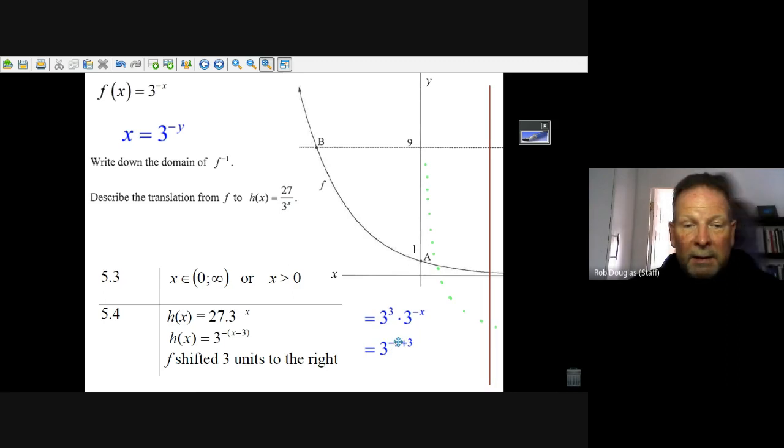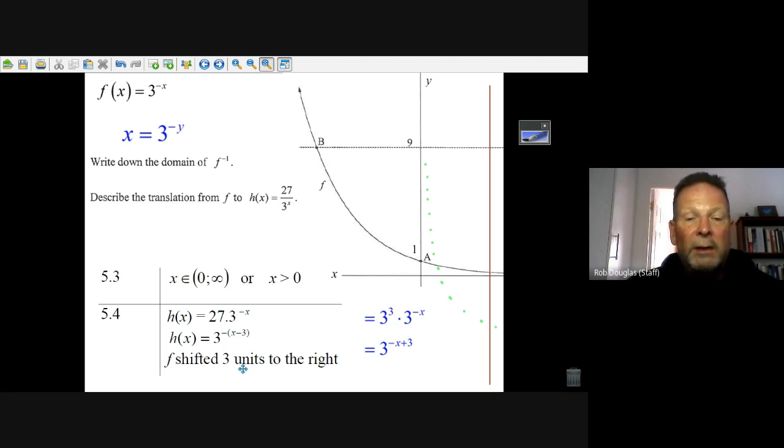Now, you can write this in a slightly different way. You can put minus x plus 3. In fact, you need to put it this way. You need to put brackets around it like this so that you can look and see the shift that's happened. You understand horizontal shifts by using brackets like this. Instead of minus x, the new function is minus x minus 3 in brackets.